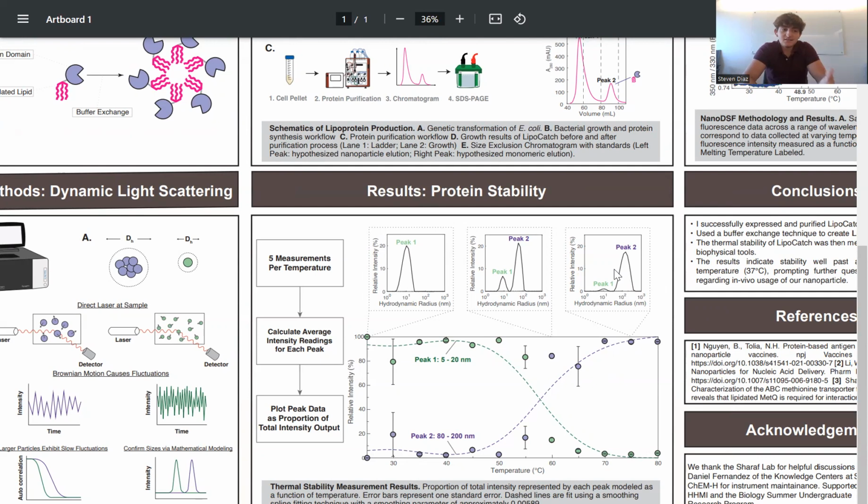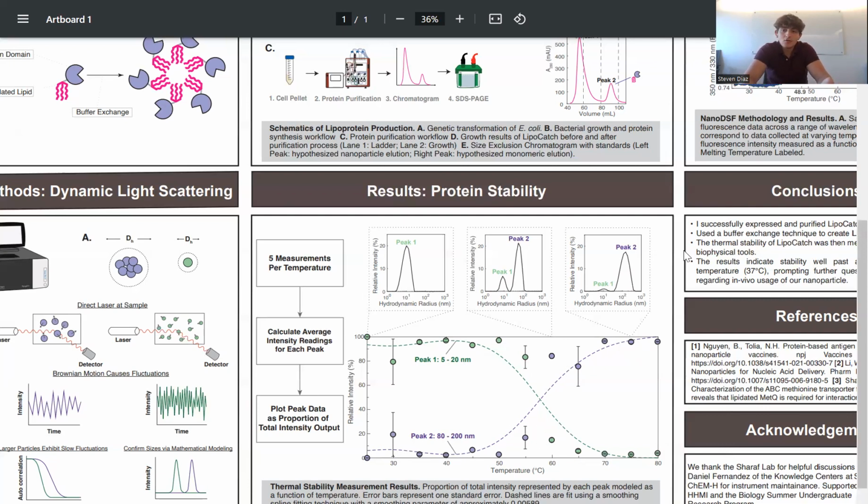I then analyzed this data to create the graph below, depicted over here. As you can see, as temperature increases, the fraction of peak 2 detected also increases, as peak 1, represented in the green, decreases. Based on the DLS results, the fraction of peak 1 versus peak 2 measured undergoes a major transition at around 55 to 60 degrees Celsius.